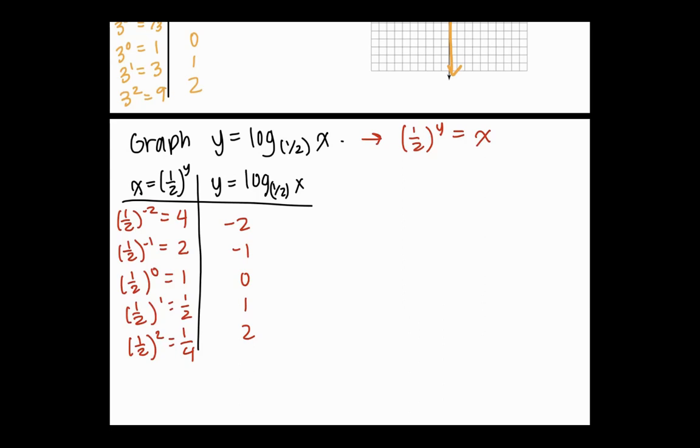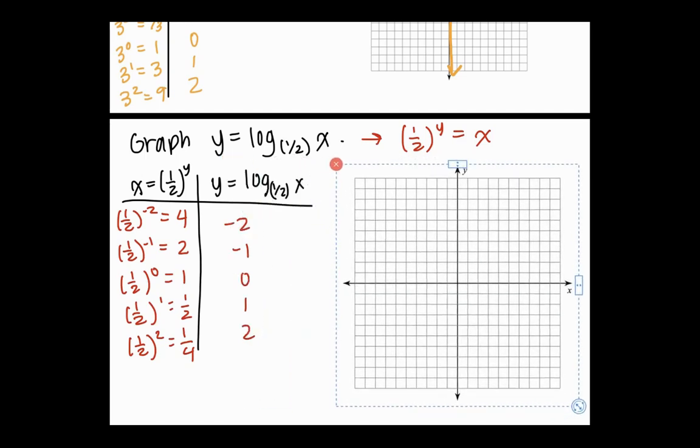So now we can graph these. When I plot my points, I have x equals 4, y equals -2. x equals 2, y equals -1. x equals 1, y equals 0. x equals a half, y equals 1. x equals a quarter, y equals 2. There is that graph.